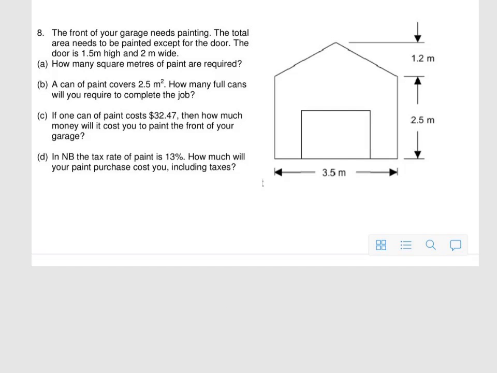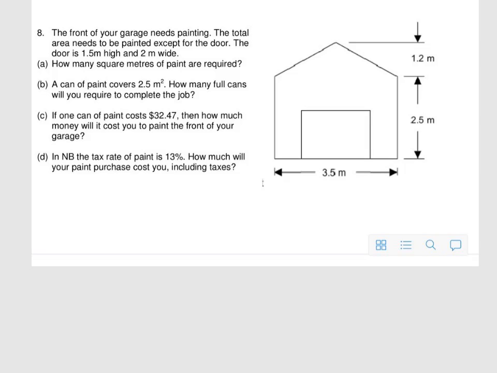Question 8. The front of your garage needs to be painted. The top area needs to be painted, everything except for the door. You paint everything except for the door, and the door is 1.5 by 2 meters. So how many square meters of paint are required? First thing I'm going to do is put the dimensions of the door on the diagram.